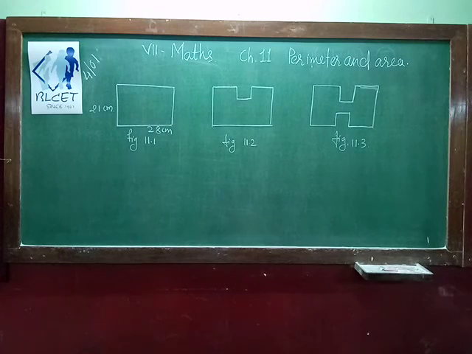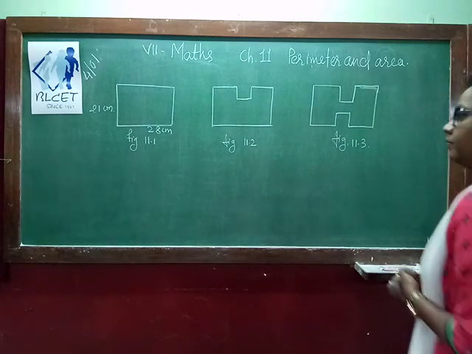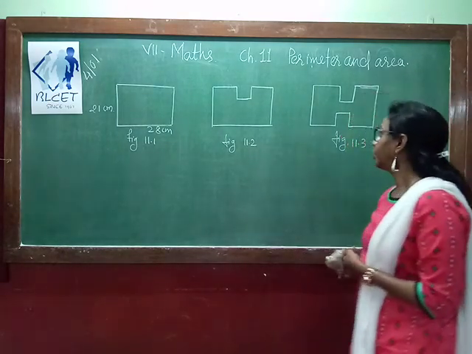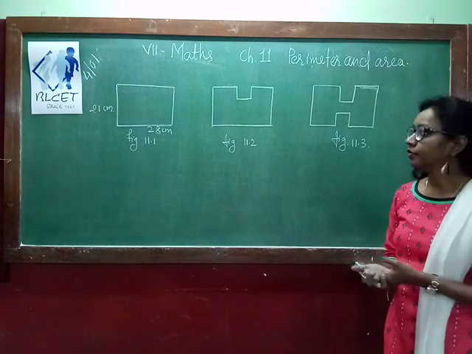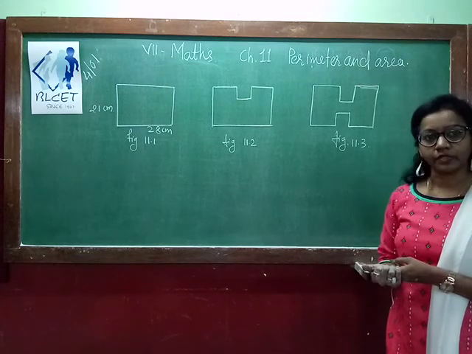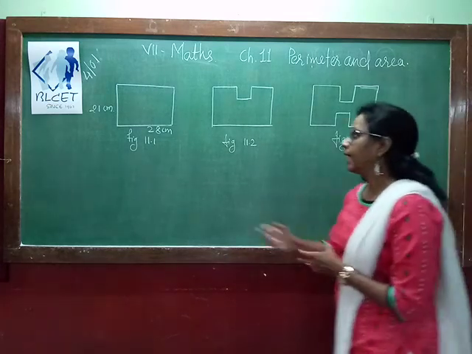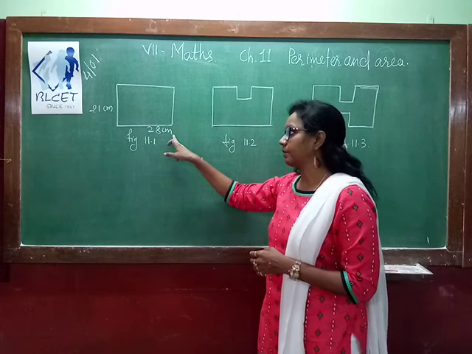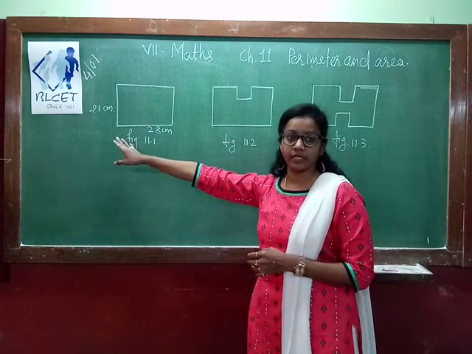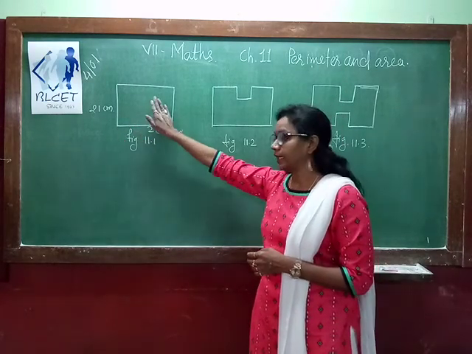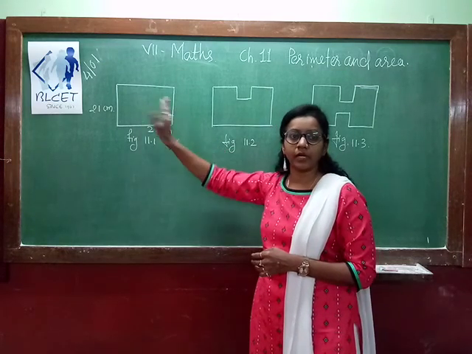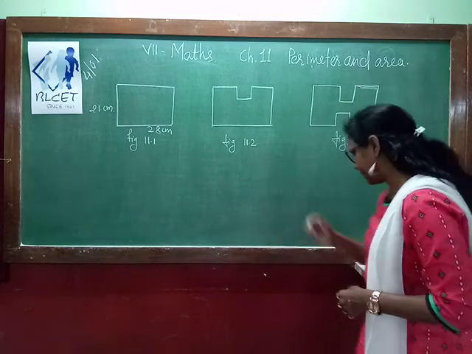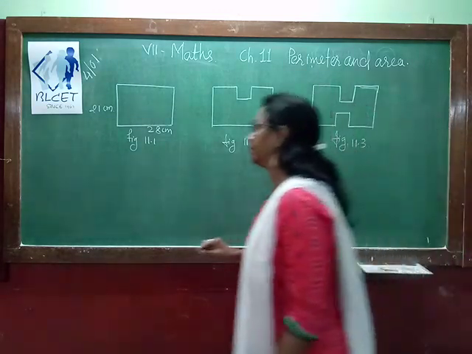Welcome back, students. So I have drawn figure 11.1, 11.2 and 11.3. Now understand the concept. If you consider the first rectangle, the length is already given, that is 28 centimeter, and breadth is given, that is 21 centimeter. We want to find the area of this particular rectangle as well as the perimeter. So let's see what is the area and perimeter.